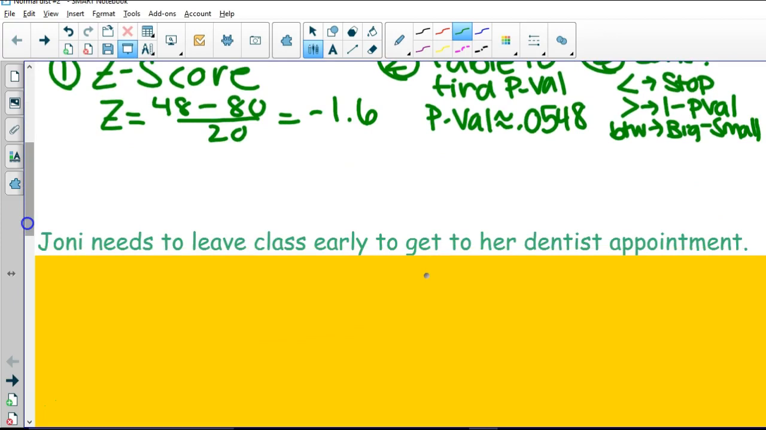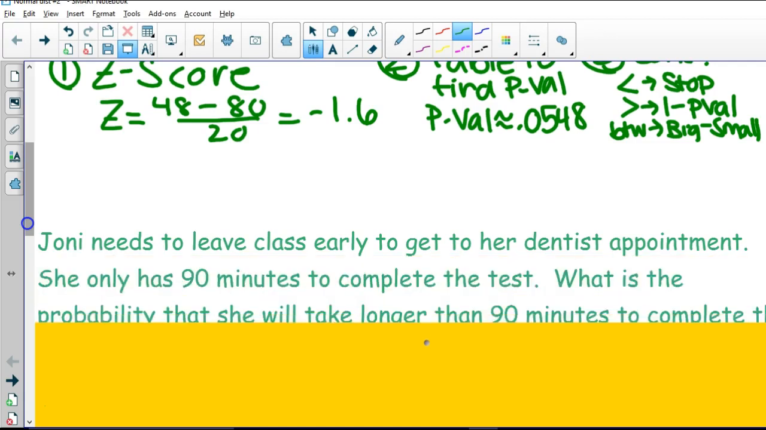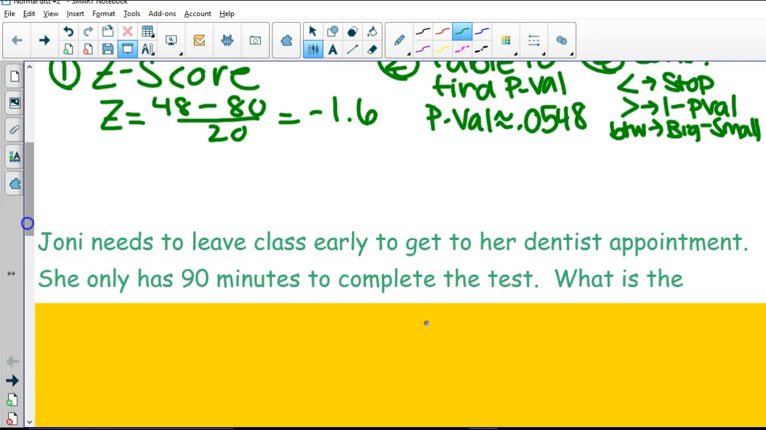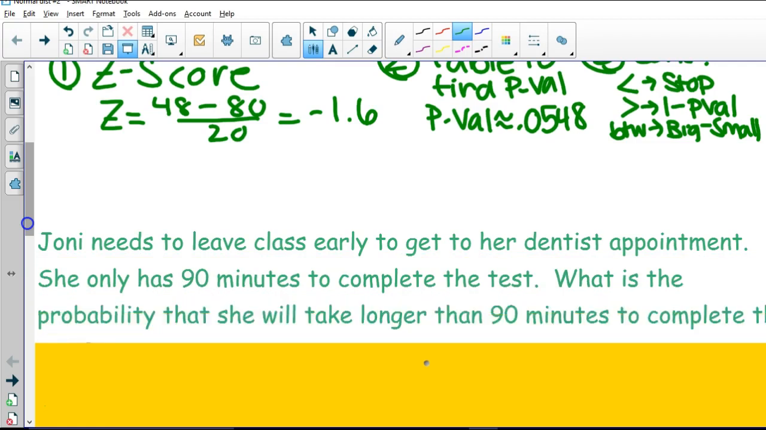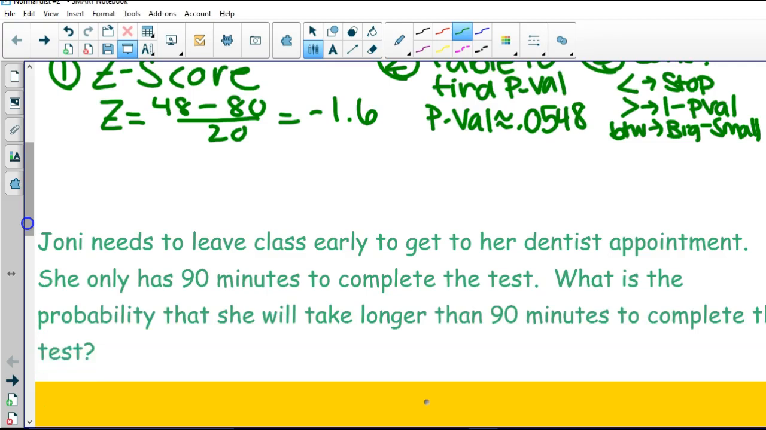Joni needs to leave class early to get to her dentist appointment. You don't have to write this down if you want. If you feel comfortable, we can just talk about it. Whatever I write down, we can write down, or I'll let you know when you should. She only has 90 minutes to complete her test. What is the probability that she will take longer than 30 minutes to complete the test?